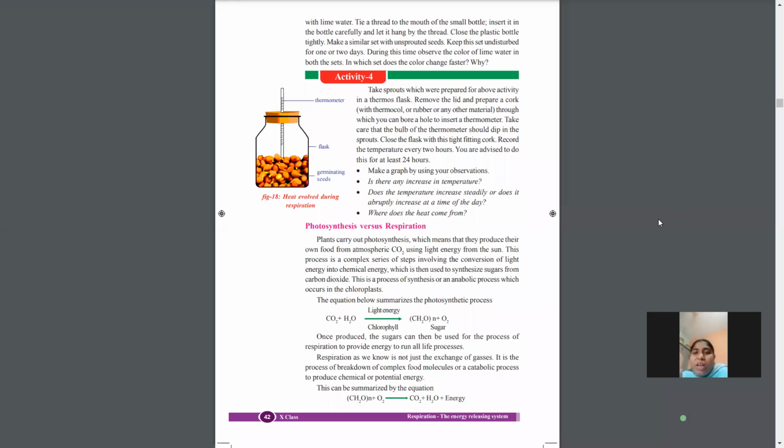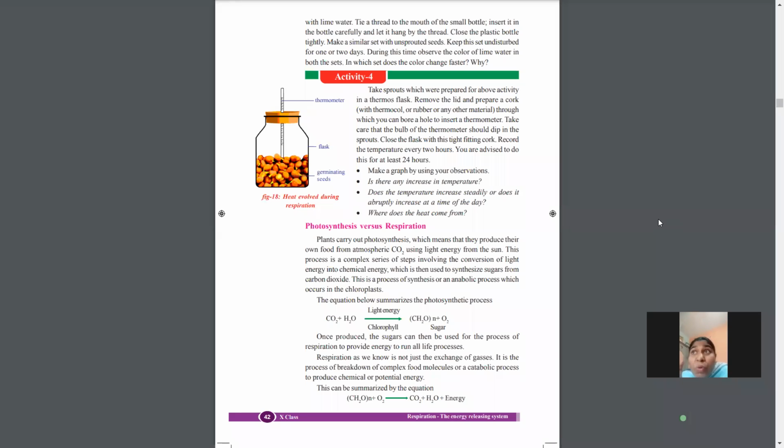After inserting that beaker in the bottle, you had to close the plastic bottle or glass bottle. Then you had to make a similar set, a duplicate, one more copy. But it should not have sprouted or germinating seeds. Same like a fist of moong dal seeds, you had to place them in a plastic bottle or glass bottle.